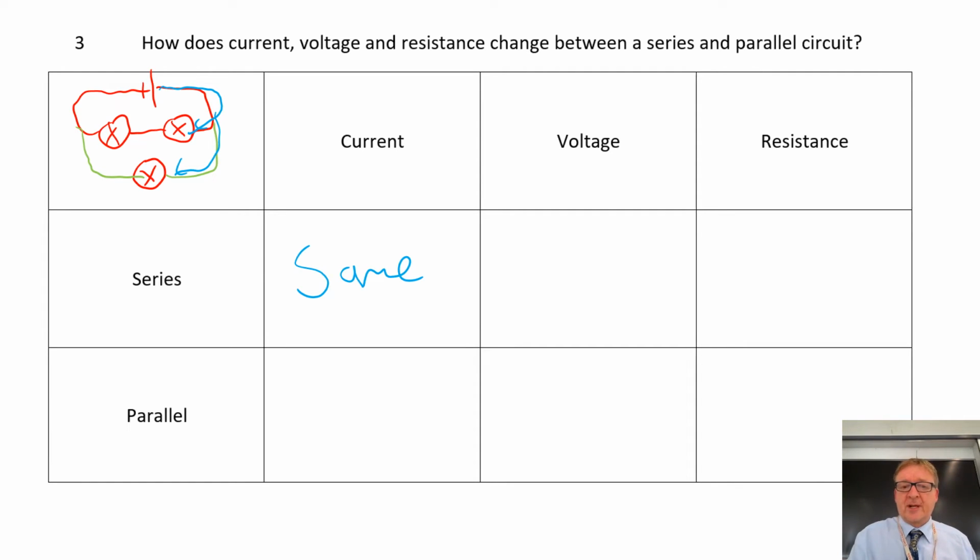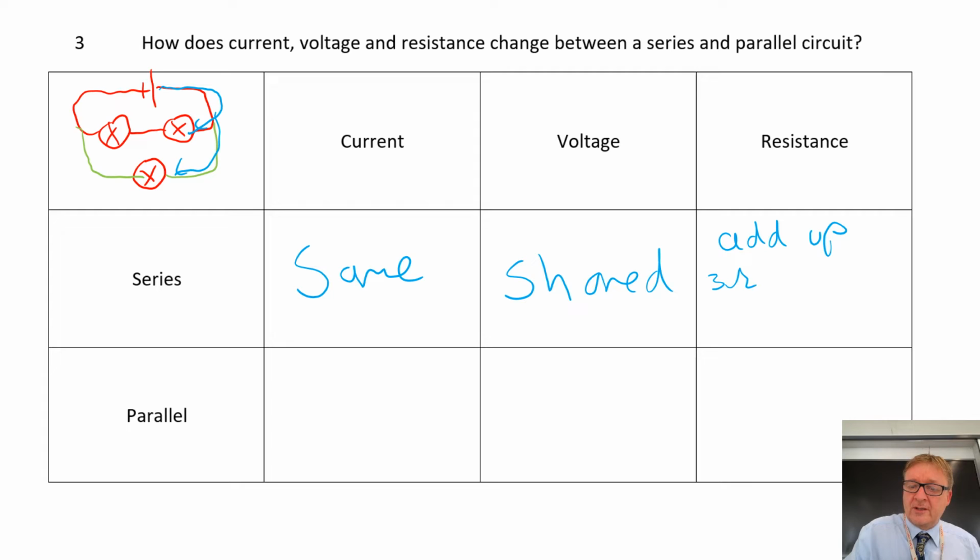Because the current, it's a bit like water, it can only pass through one thing. Voltage in a series circuit is shared. And resistance, what you do is you add them up. Because let's say it's 3 ohms in a series circuit plus 6 ohms plus 5 ohms.